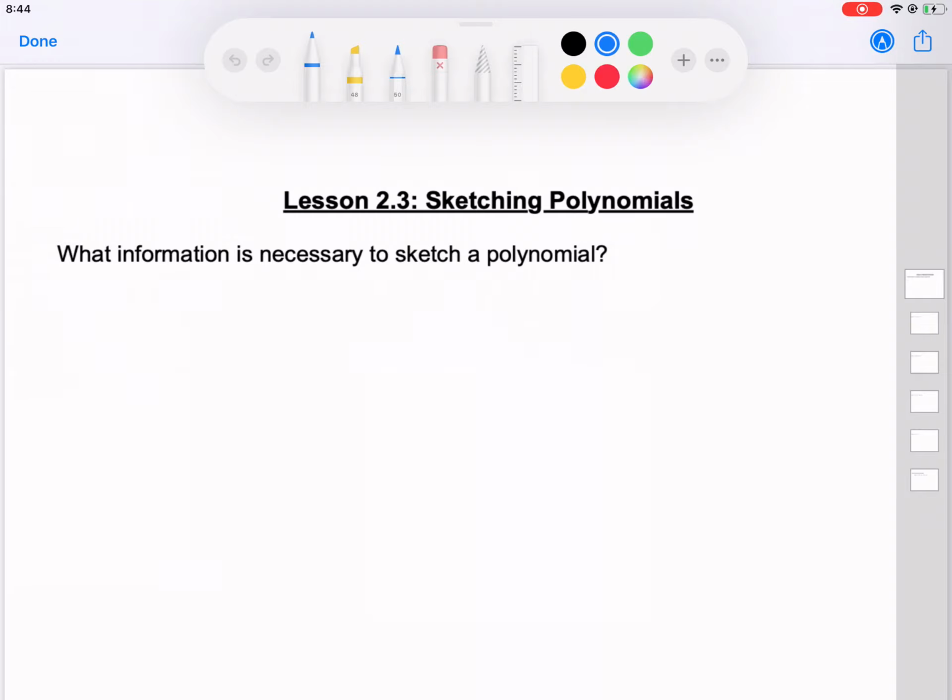All right, welcome back to another lesson. I know you're thrilled, so we're sketching polynomials now. It's important to know the difference between a sketch and an actual graph. A sketch is just a rough graph, really. We're just getting the rough features.